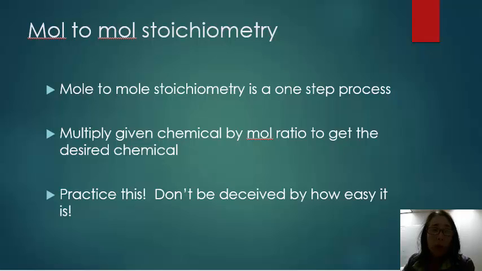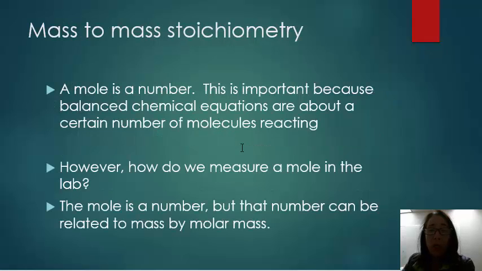So mole-to-mole stoichiometry is a one-step process. You multiply the given chemical by the mole ratio to get the desired chemical. Practice this. Do not be deceived by how easy it is. You must become super familiar with this process before you can move on to mass-to-mass stoichiometry. So let's look at mass-to-mass stoichiometry.